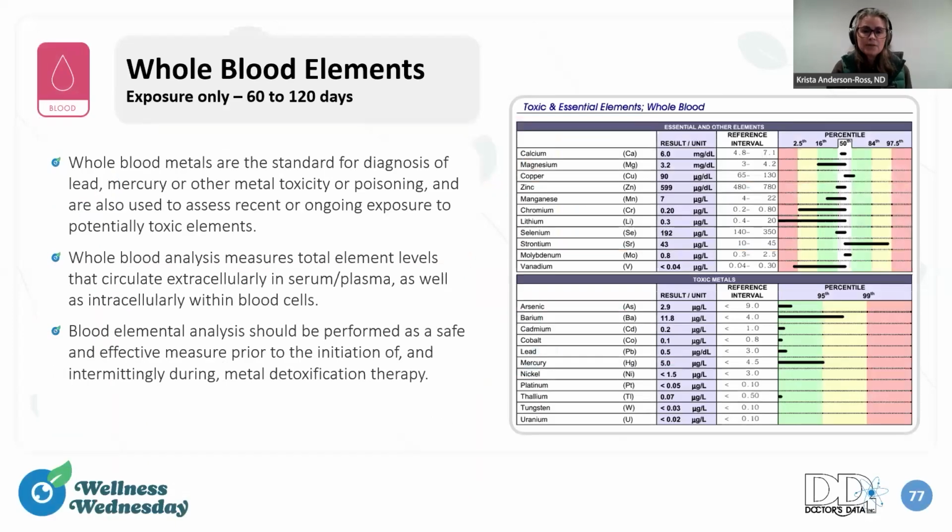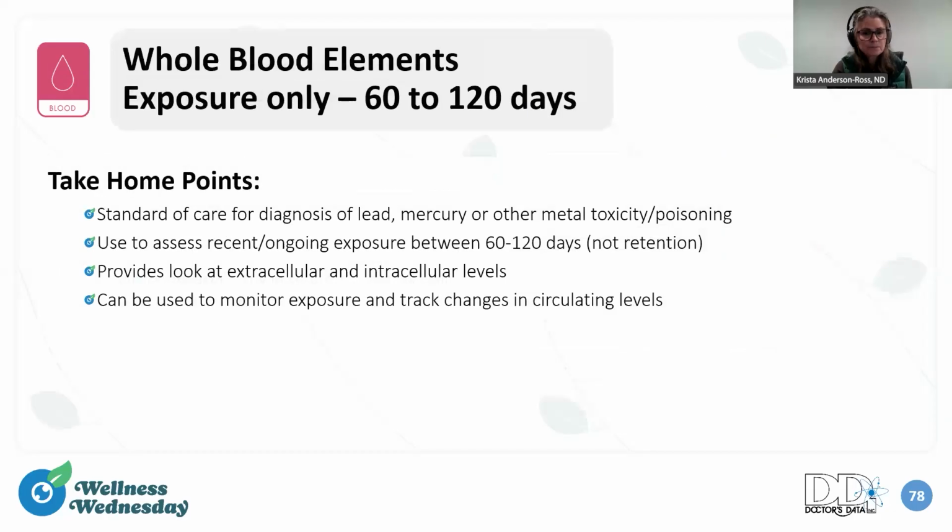Whole blood metals are the standard for diagnosing toxicity, especially lead, mercury, and arsenic, and for assessing recent or ongoing exposure. The blood testing captures both extracellular and intracellular levels, as discussed, giving that complete picture. It's also the safest and most appropriate test to run before starting and periodically during any detoxification therapy protocol. So this is just a summary of that previous slide.